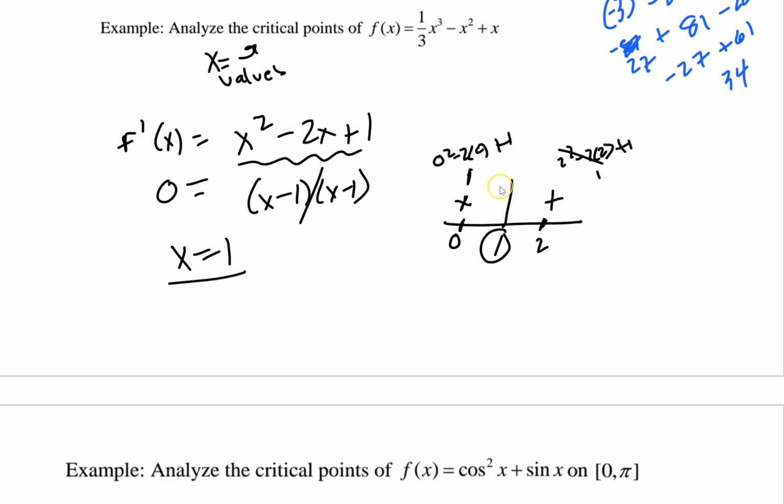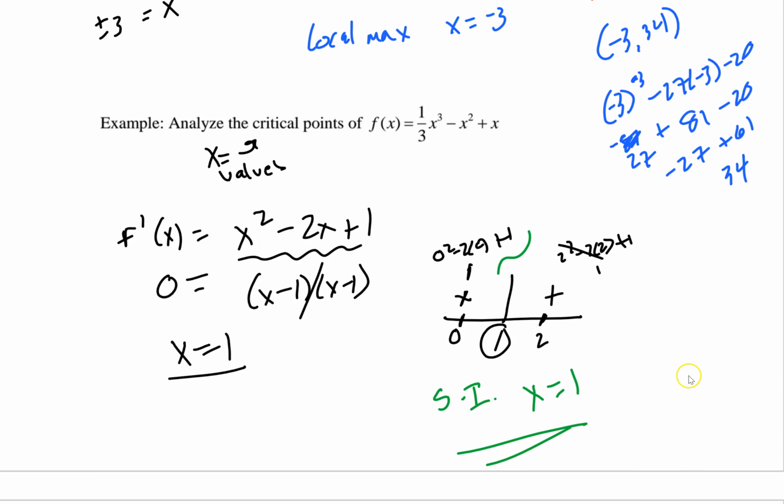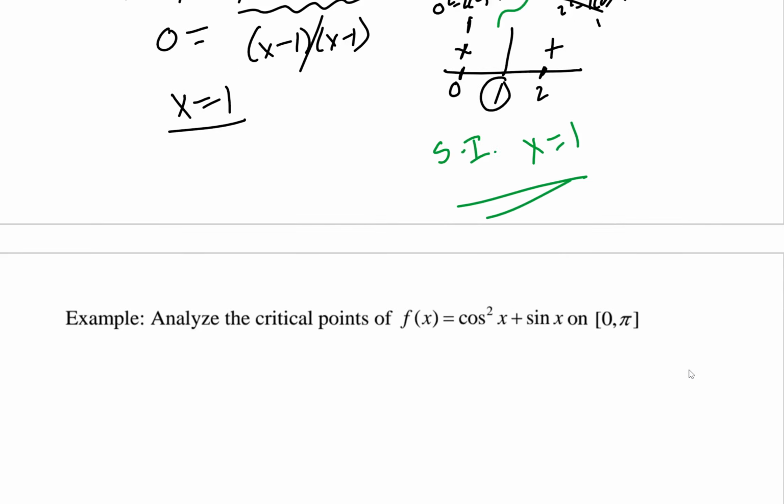In this case, positive and then positive. If the sign did not change, that's a stationary inflection at x equals 1. And actually, if I want to plug it in, it wouldn't be that bad. A little bit of fractions, but let's say stationary inflection at x equals 1. So that's the general idea of how to find our stationary points. Let's do a couple more quick examples to make sure we get that.